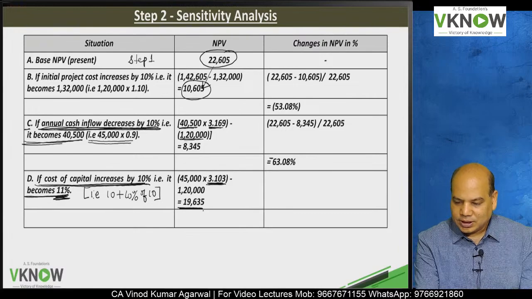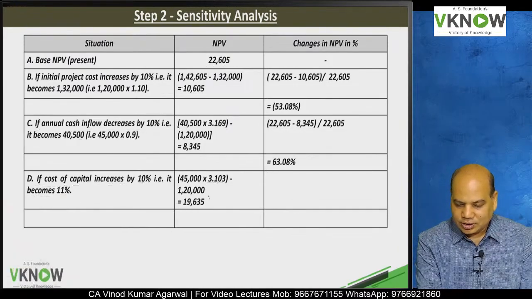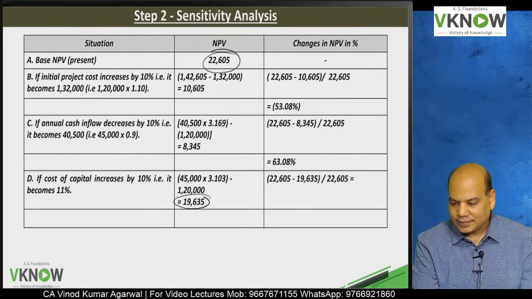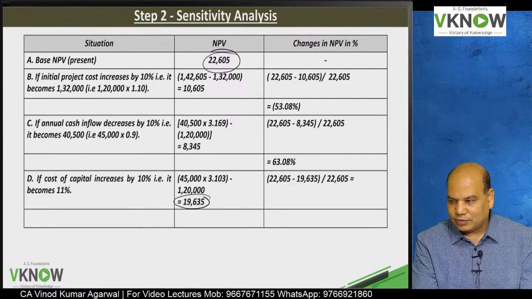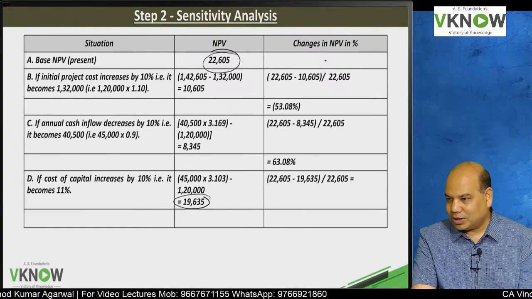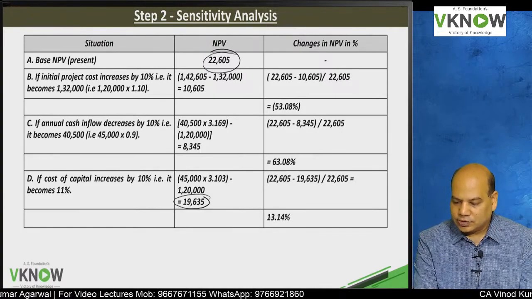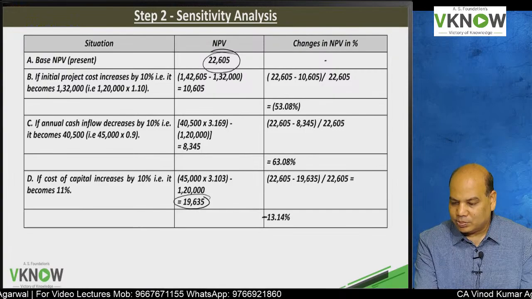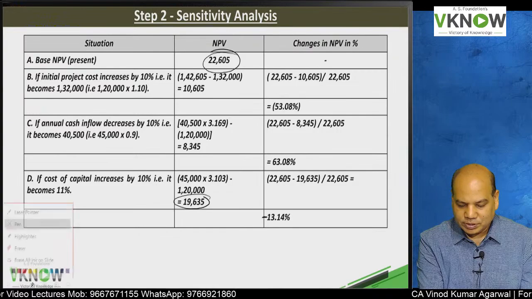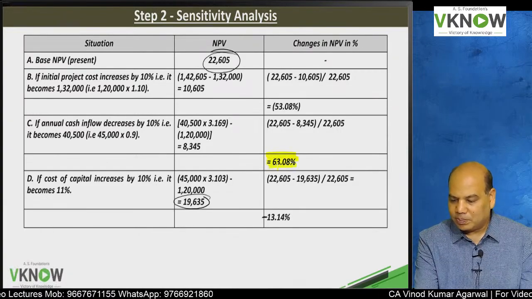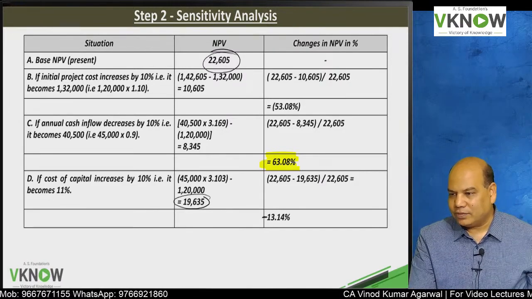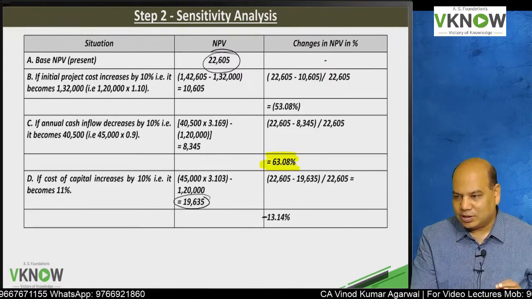Compare now: 19,635 minus 22,605, divided by 22,605. The answer will be minus 13.14%. So these are the impact on NPV for a 10% adverse change in the main variables.